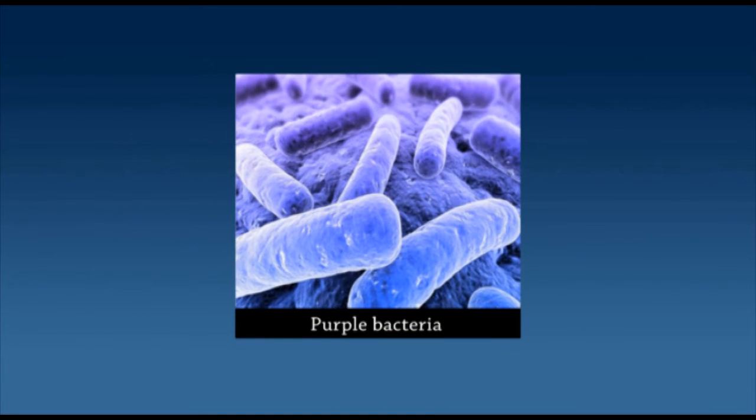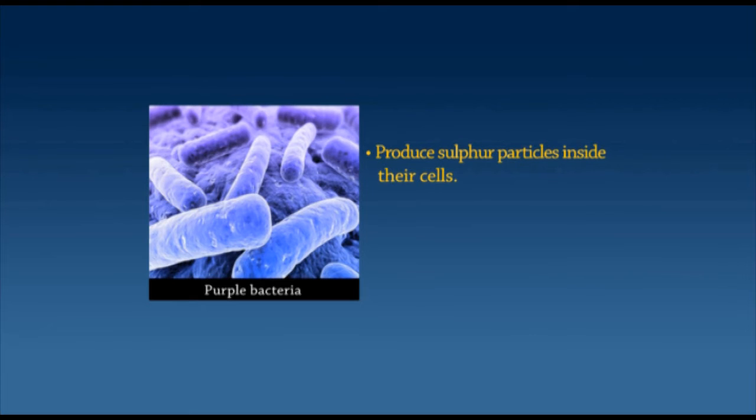Purple bacteria produce sulfur particles inside their cells. They are found in either stagnant water or hot sulfuric springs. Instead of using water as a source of electrons, like in plants and cyanobacteria, purple sulfur bacteria use hydrogen sulfide as their reducing agent, and because of this, they give off sulfur rather than oxygen. Purple non-sulfur bacteria do not release sulfur because instead of using hydrogen sulfide as their reducing agent, they use hydrogen.